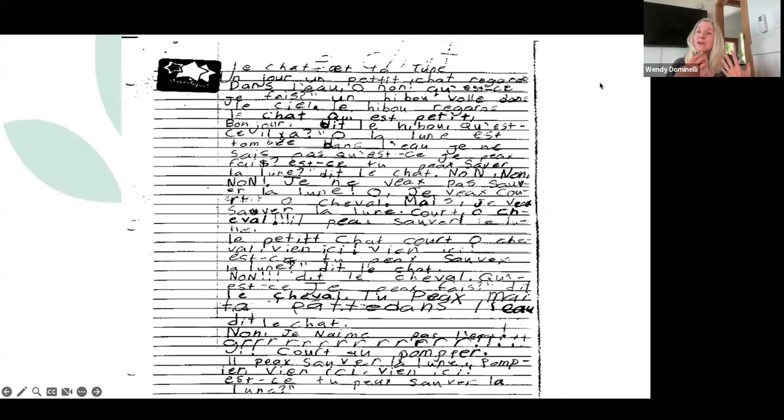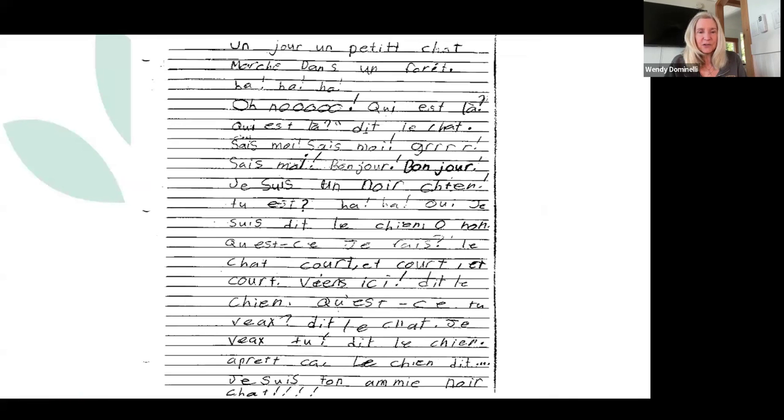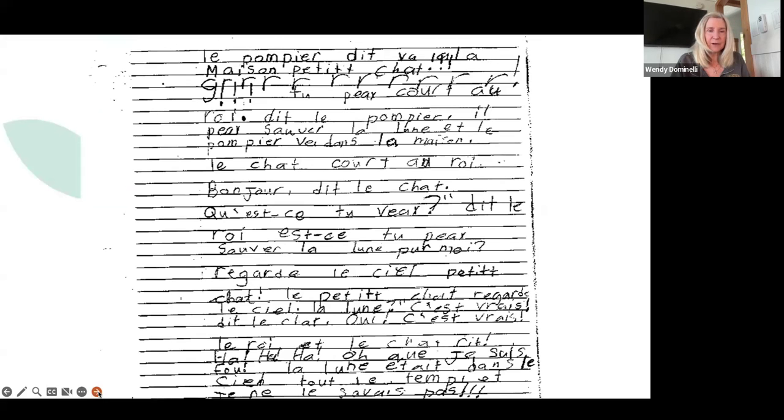They are also shown how to add details. So this is the literacy aspect of the story retelling activity. So this was one of my grade 1 students when we were working on Le Chat et la Lune. This was her first year of French. We had French 30 minutes a day, and she wrote this at the end of grade 1.